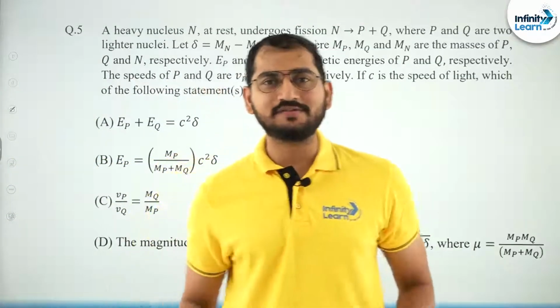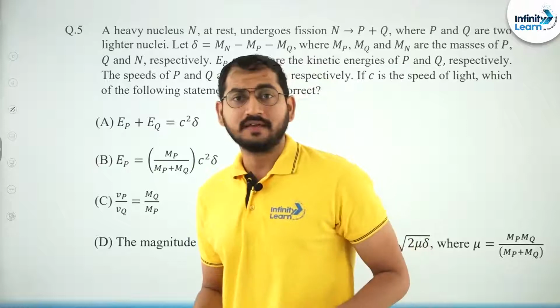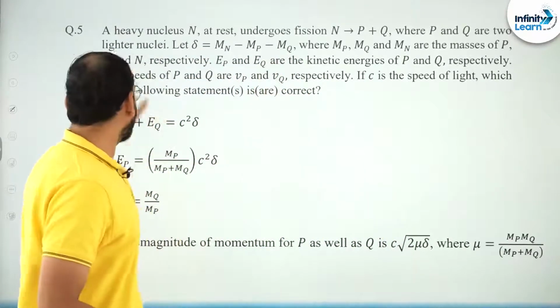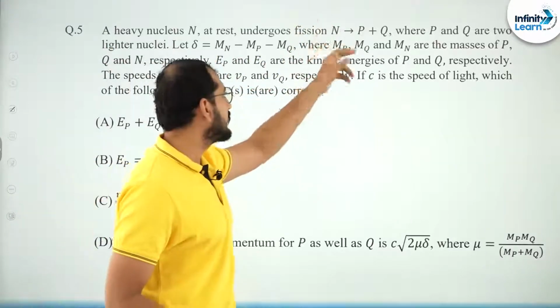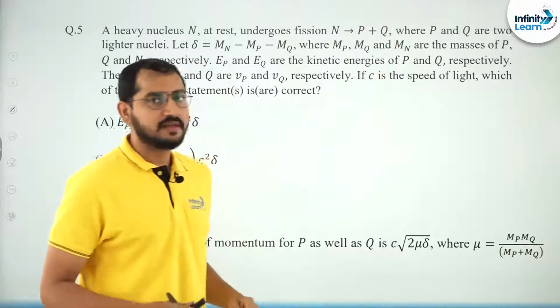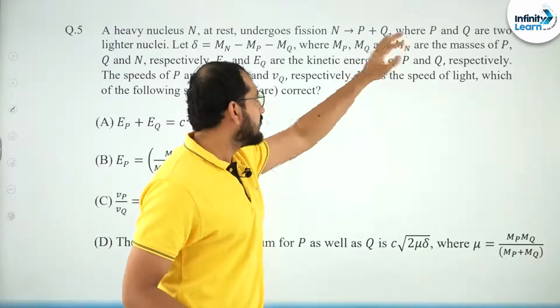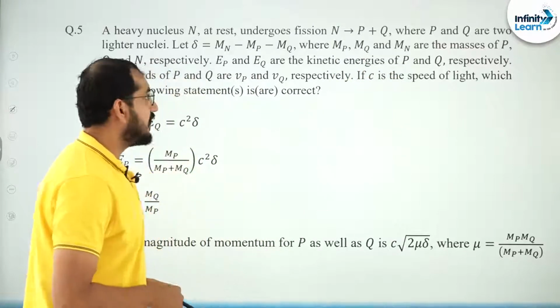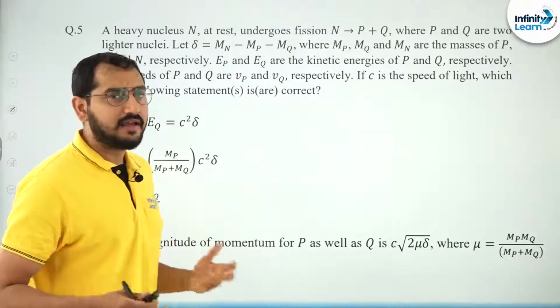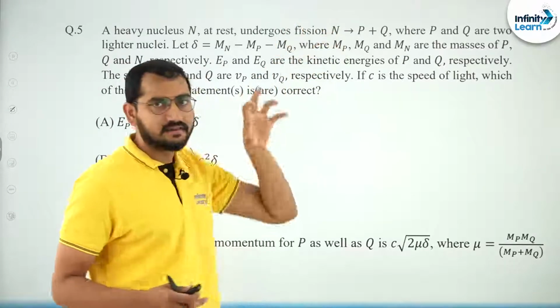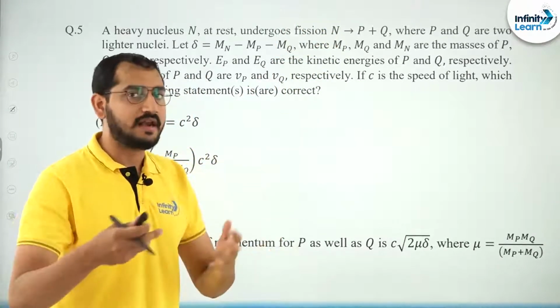So my dear students, moving on to our next question. Here this question is from the mass defect concept. What the question is saying is that we have a heavy nucleus N and it is breaking apart into two parts, P and Q, and this P and Q will be produced with some kinetic energy along with them, right? So from where will that kinetic energy come? That is basically some part of this capital N, some mass will get converted into that kinetic energy.